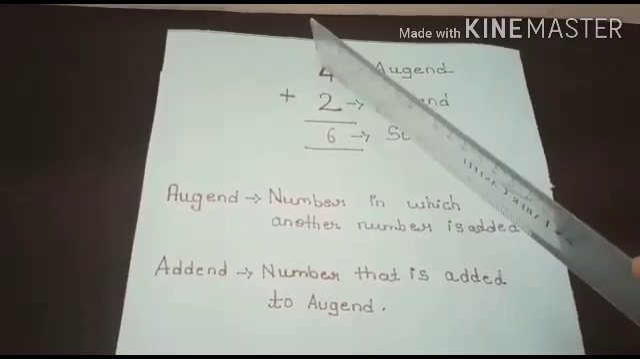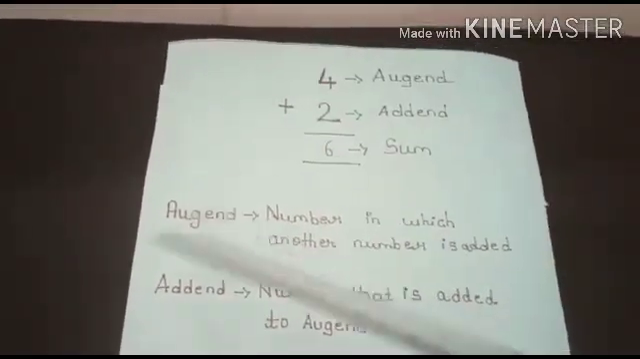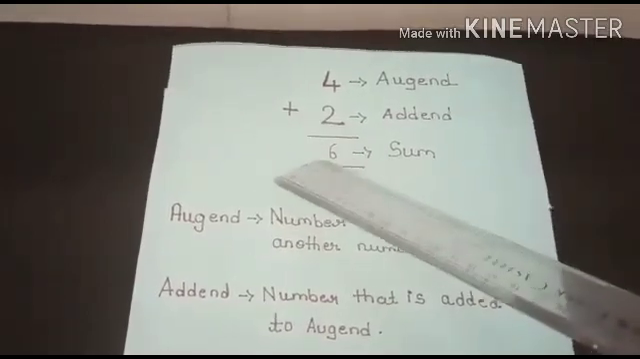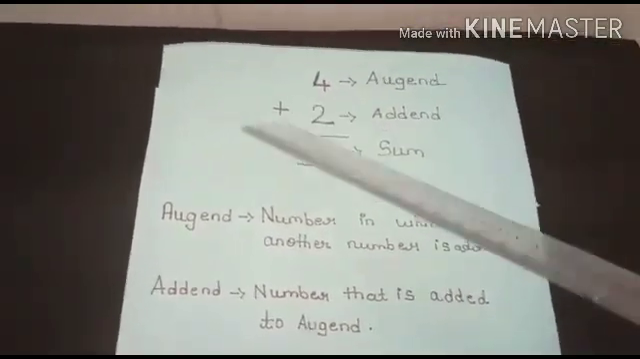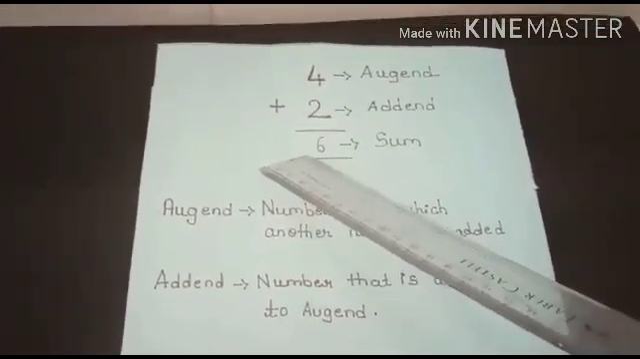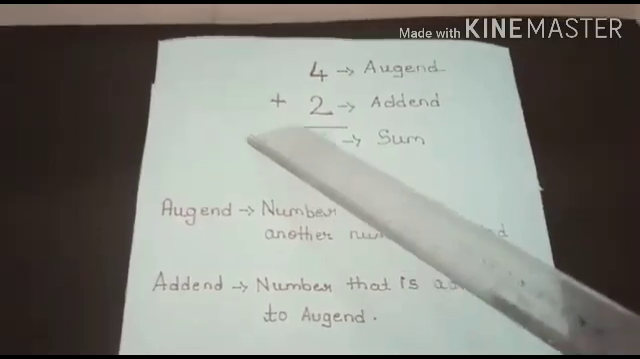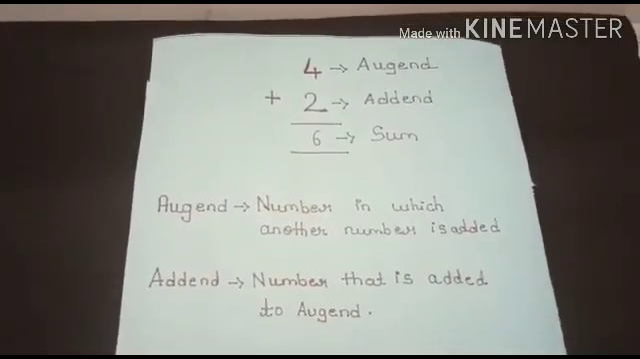So 4 plus 2, what is the sum? 6. 4 plus 2, the total will be 6. Or we can say the sum is 6. Understood, children? Very good.